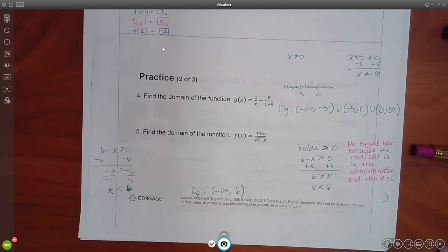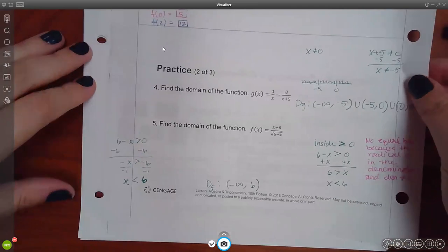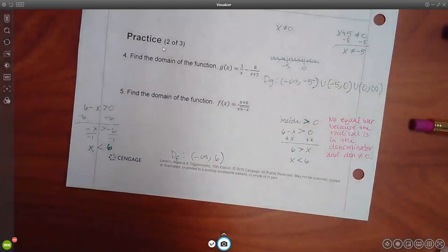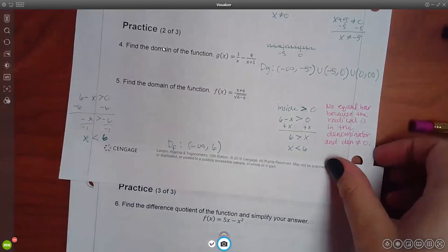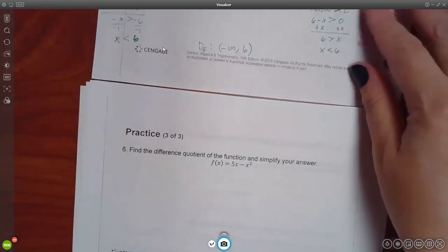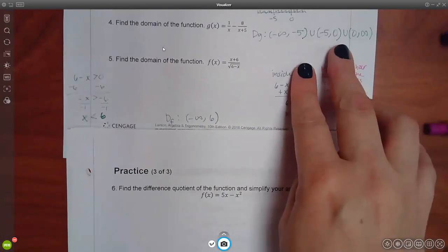One more example, and then we're done. The course is the difference quotient. Yay. They're fun if you like things like that. They're not fun if you just don't.